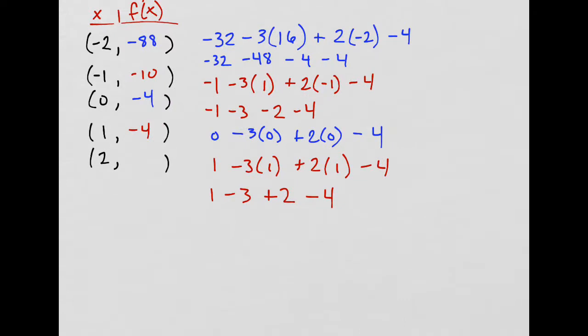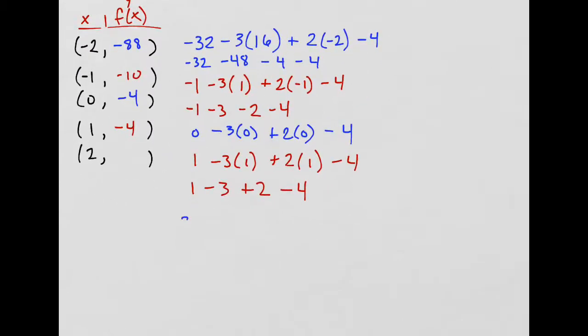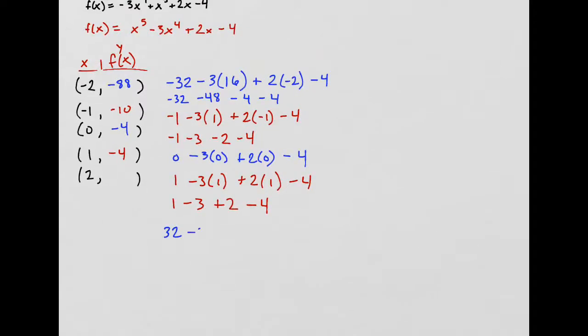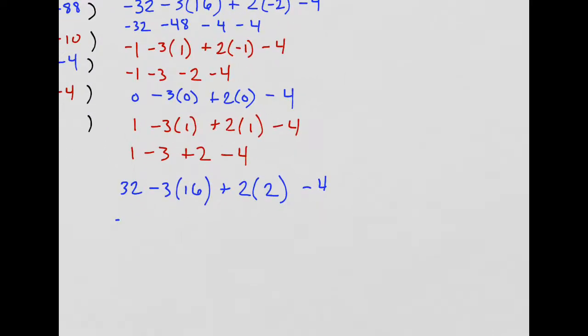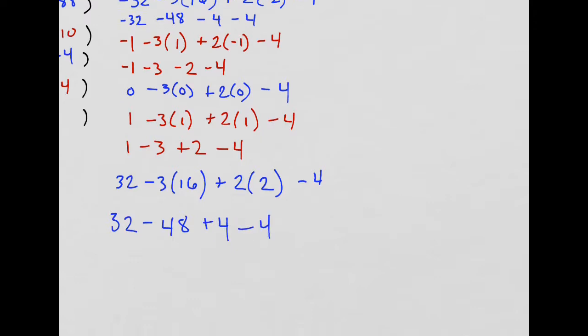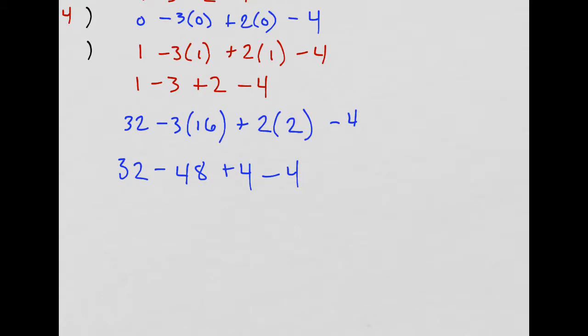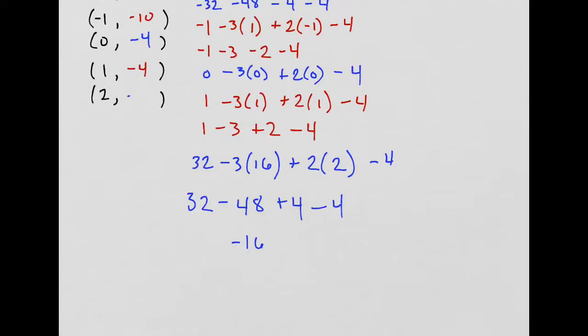And then the last one, I plug in a positive 2. 2 to the 5th, that's 32. Minus 3 times 2 to the 4th, which is 16. Plus 2 times positive 2 minus 4. So that's 32 minus 3 times 16 equals 48. Plus 4 minus 4. So that cancels out, really. But I can just add it from left to right. So I will do that. And then what do I get? I get negative 16.